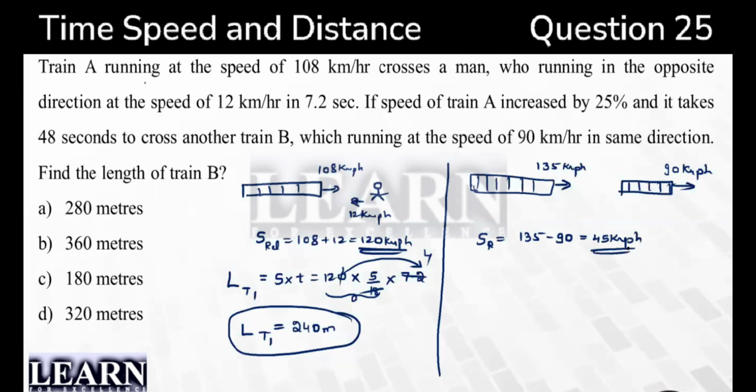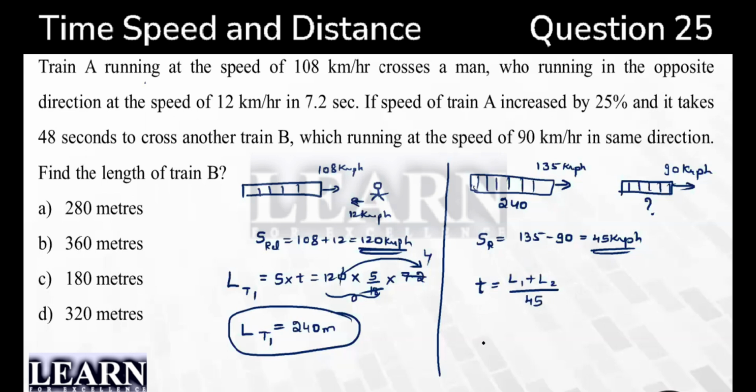Yes, next we need to look at the length. We got to know the length of this train is 240. We need to find out the length of the second train. What is the total time taken? Nothing but 48 seconds. Now, what is the formula for time taken? Distance divided by speed. What is the distance here? Distance is nothing but length of the train 1 plus length of the train 2. I can say L1 plus L2 divided by what's the speed? Relative speed, which is 45.